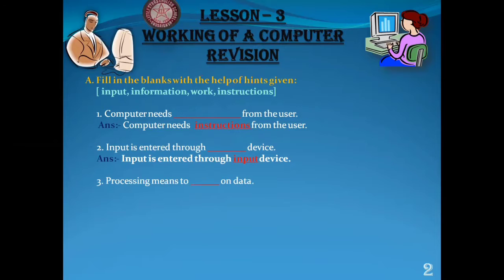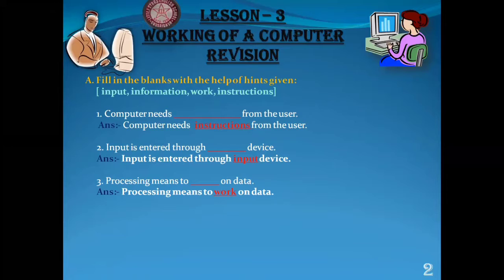Processing means to dash on data. Which option is right here? Which one is right? You can write here. So the answer is: processing means to work on data. Okay, some of you have sent, I think. Okay, so number 3 is over.